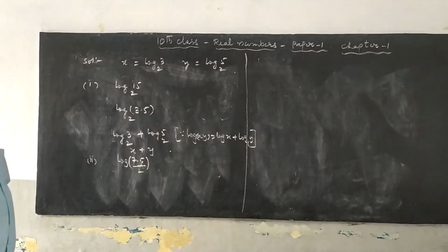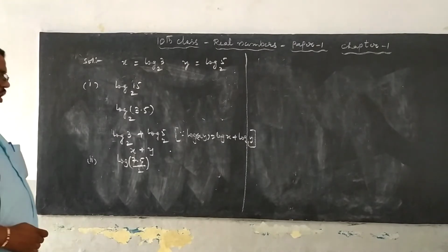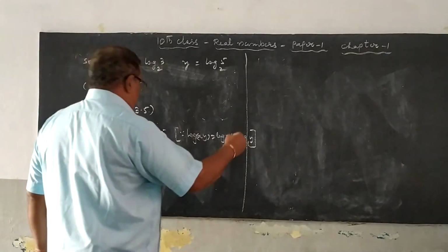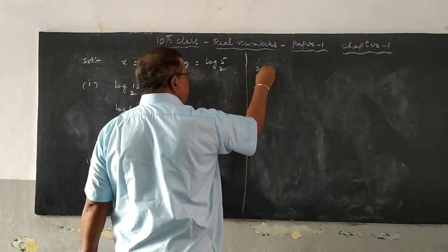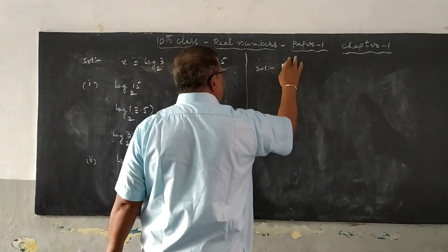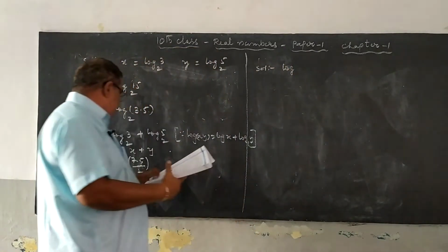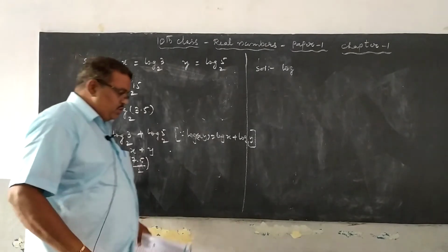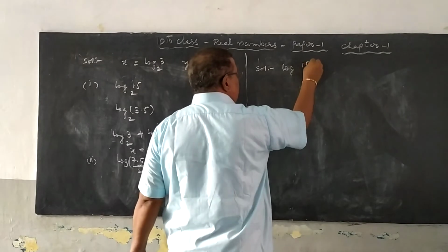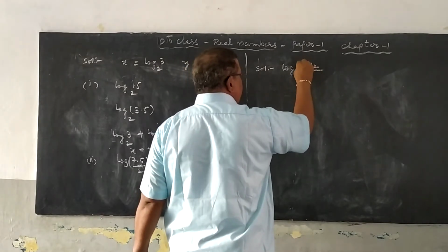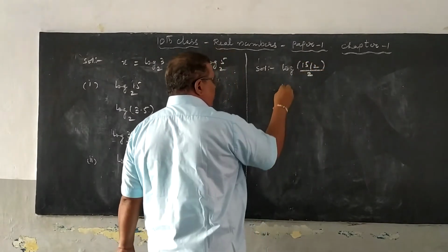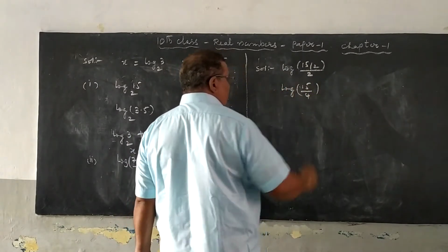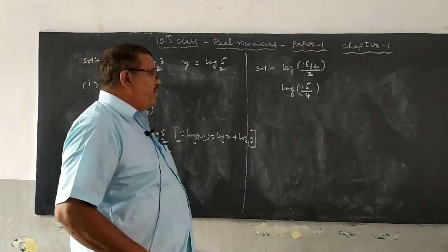The second problem is 7.5 base 2. How do we have to write this 7.5? One time see. The second problem solution is log 15. 7.5 can be written as 15 by 2. So 15 by 2 by 2, that is log 15 by 4, which is in the form log x by y.